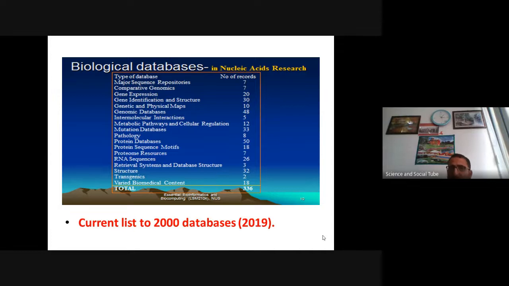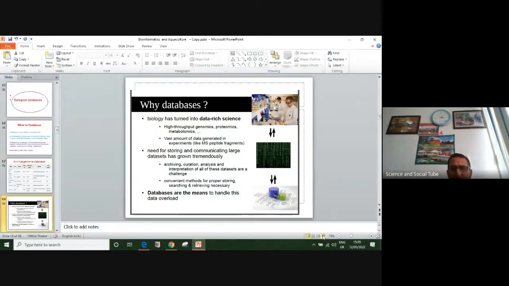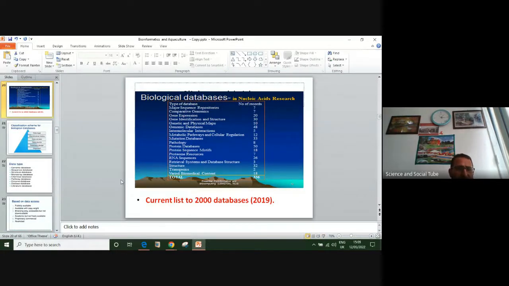So that is also a type of database. Maybe you have social media databases, like Facebook and Instagram, where there is data for the people who have opened accounts. There are mutation databases, metabolic databases, everything. So many databases, and every day new databases are being developed on the basis of the organism, on the basis of different data, on the basis of different objectives.